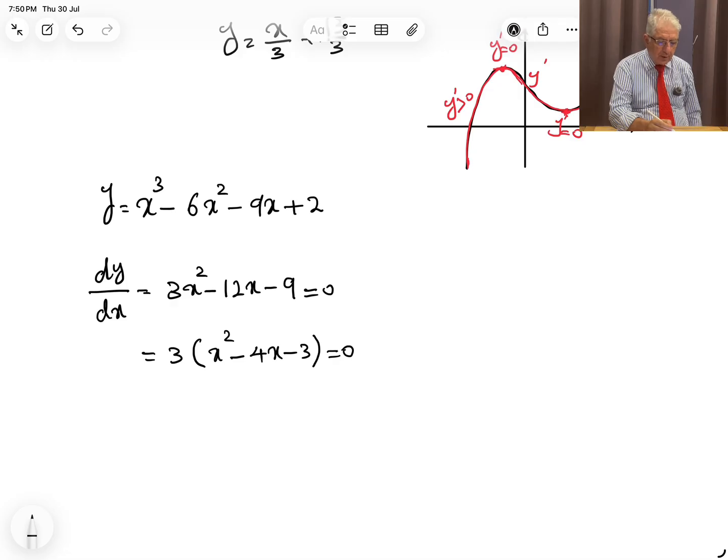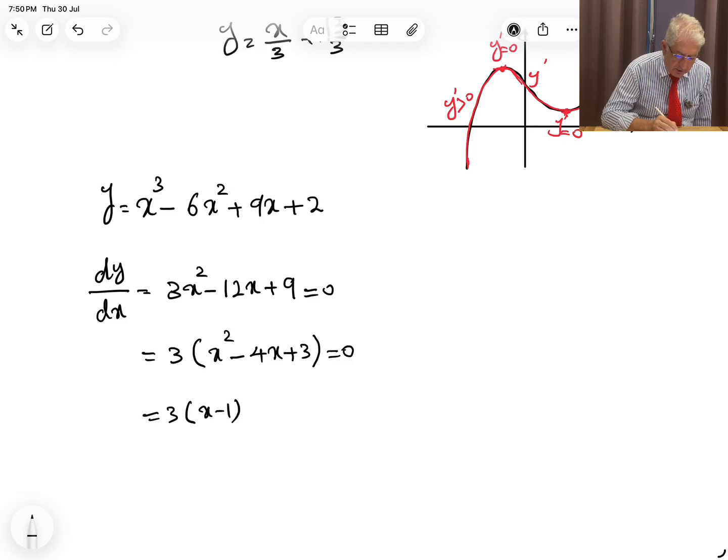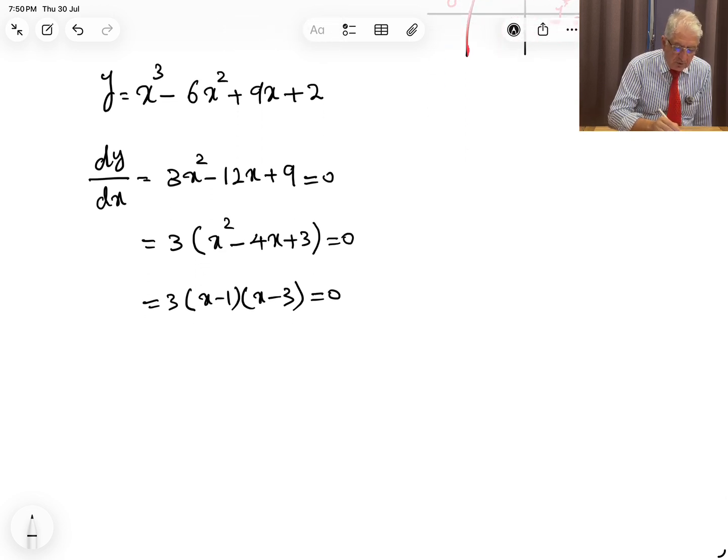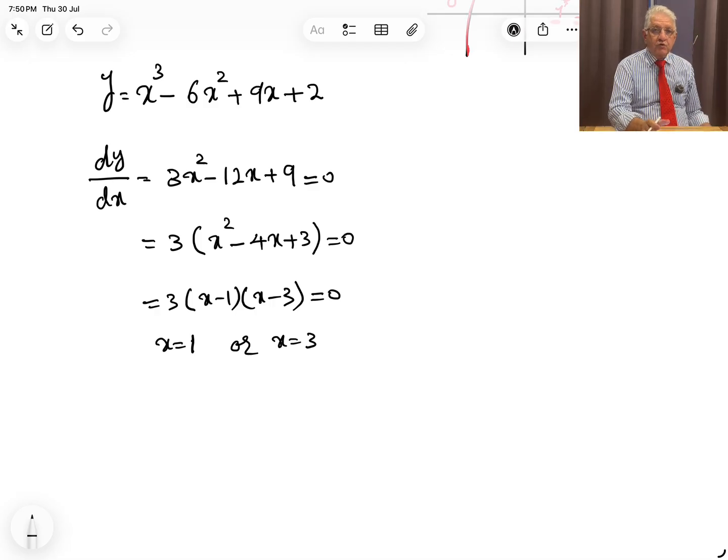Now, to solve this equation, sorry, I will change this to positive so the answers are nice. So, now you can factorize it to x minus 1 times x minus 3. If you factorize that, you can easily get the values. So, if this is equal to 0, x is either 1 or 3. Now, we have got these two values for x.